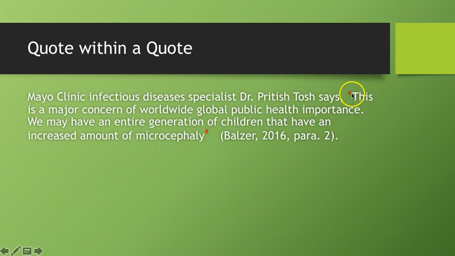And so you can see here, what we do is we take the quoted material that was already quoted in the chunk we're going to quote, and we put single quotation marks around it. So single quotation mark here, single quotation mark here. And then we put the double or regular quotation marks around those at the beginning and the end. And then because it is an APA example here, we have the author, year, and paragraph number, an in-text citation at the end of the sentence.